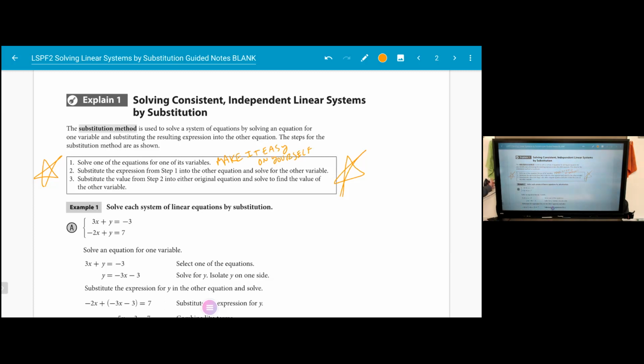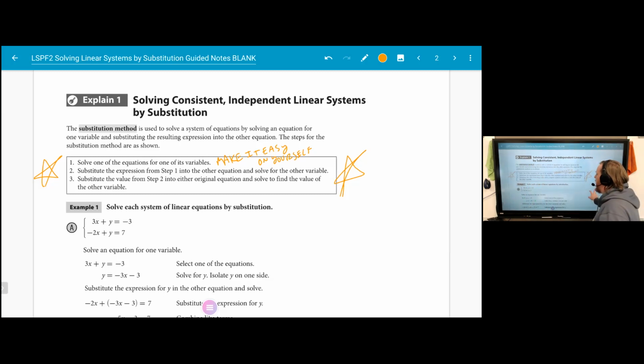Number two, substitute the expression from step one into the other equation and solve for the other variable. And step three, substitute the value from step two into either original equation and solve to find the value of the other variable. In other words, when you've got two lines and they cross somewhere, they cross at the same x and the same y. There's an x and y coordinate point that's a solution to both lines. The x's and y's are equal at some point.